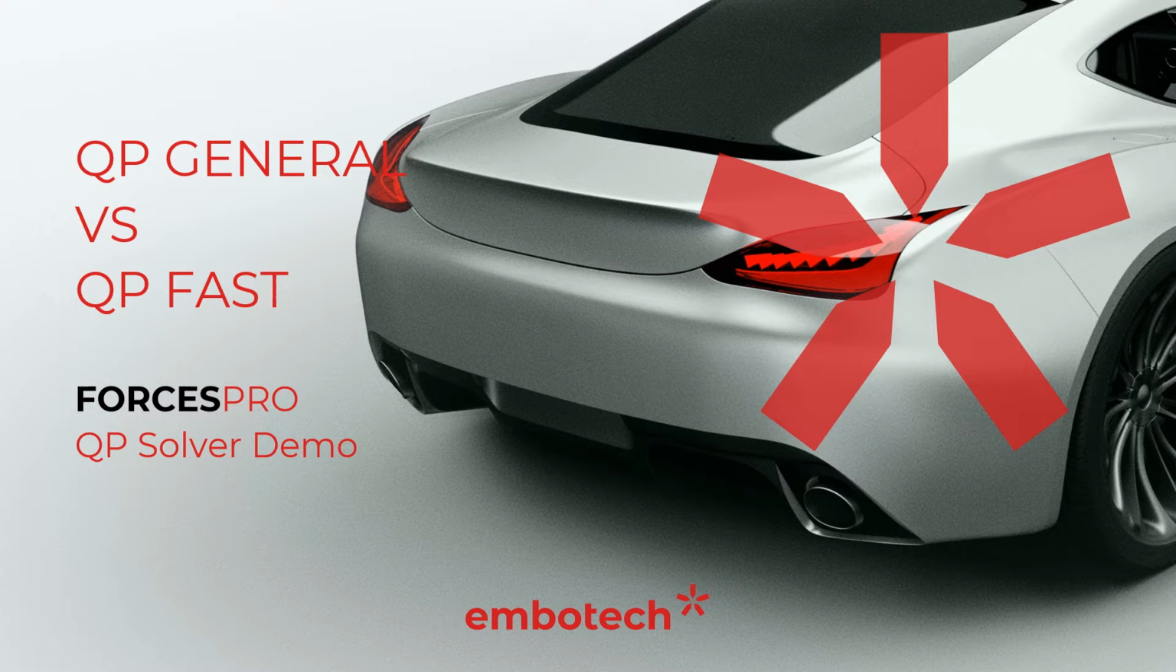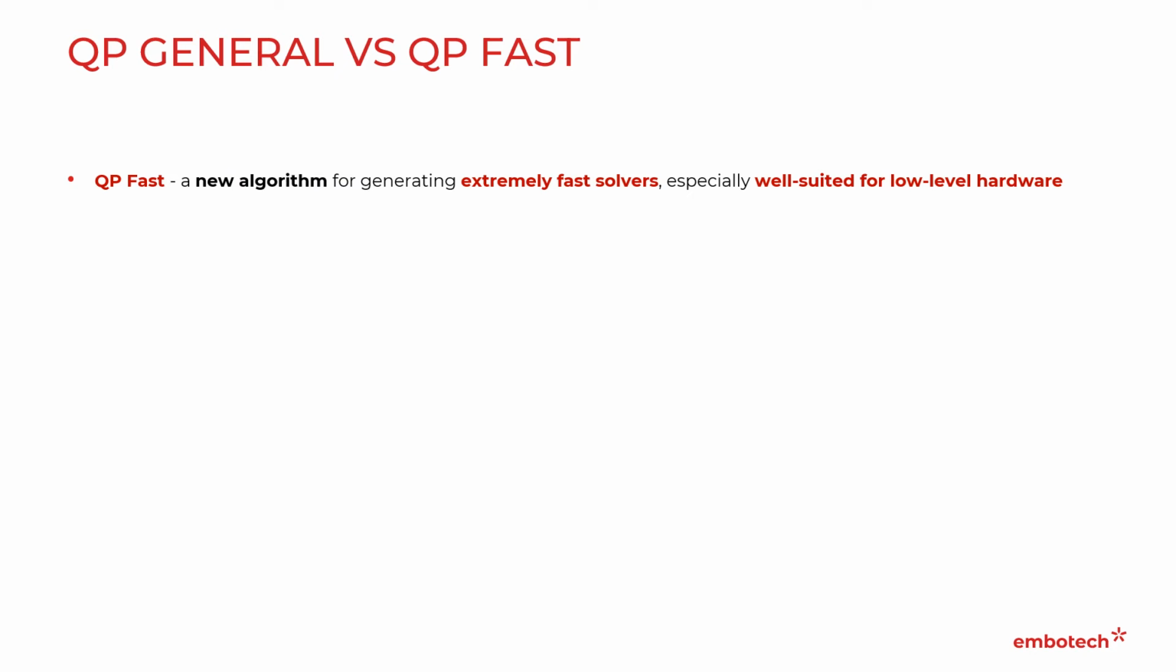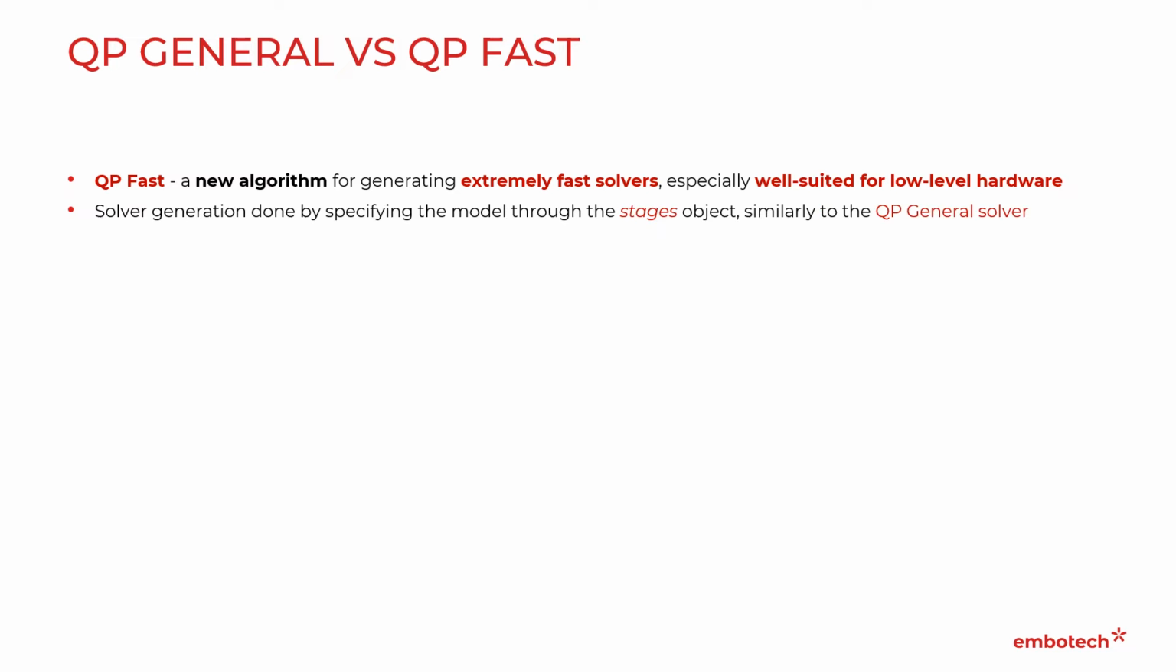Welcome to the fourth episode of the FORCEPRO demo series on active suspension control. In this video, we will discuss the main differences between the QP General and QP Fast solvers. QP Fast is a new algorithm introduced from FORCEPRO version 6.0, which allows one to generate extremely fast solvers that are especially well suited for low-level hardware.